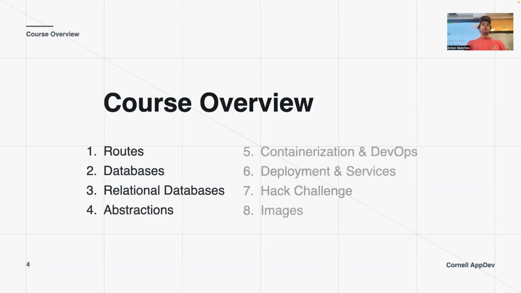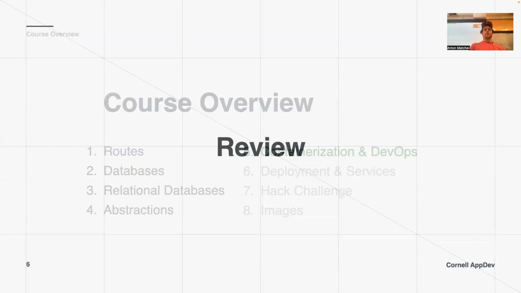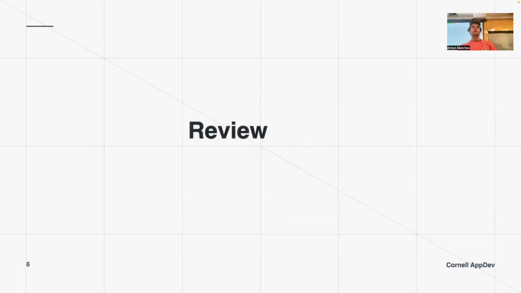So for the course overview, we've done routes, databases, relational databases, and abstractions. And these 4 things allow you to have a core backend. The next half of this course is going to be how to get this backend to not only run locally on your computer, but have other users run it as well on their computers. So this week, we're going to be covering containerization and DevOps. First is a quick review.